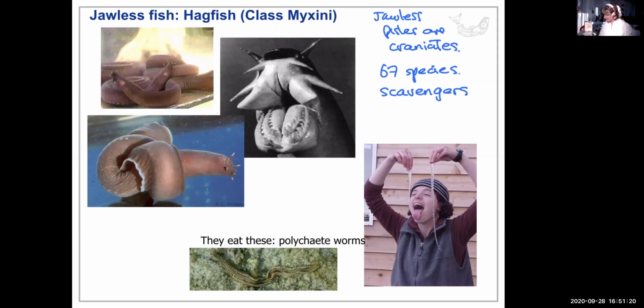They have slime glands beneath their skin, and they exude quite a lot of slime. Fishermen don't like to get them in with their catches of fish because they basically slime everything in the net. They produce so much slime. The skeleton of the hagfish is cartilage.